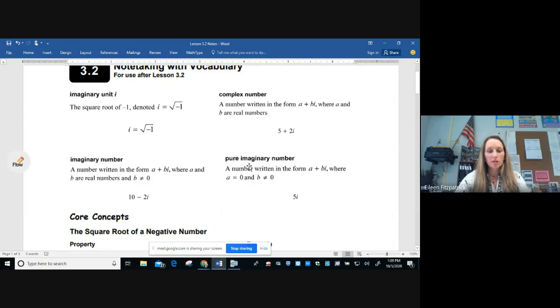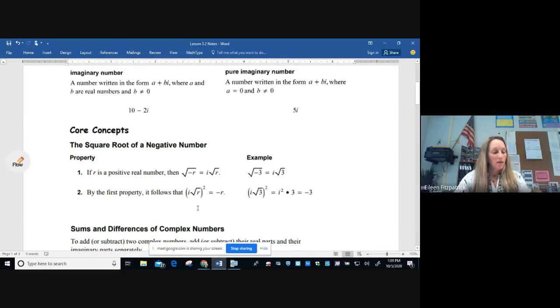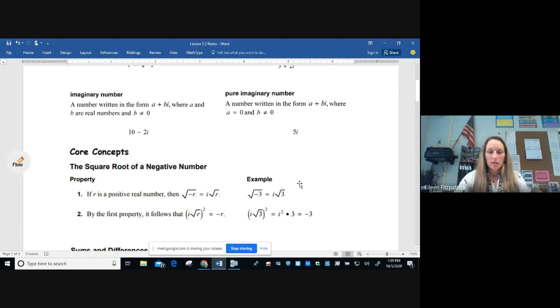And then pure imaginary numbers: a number written in the form a plus bi, where a equals 0 and b does not equal 0. That means a, the real part, is not going to be there. We will only have the imaginary part. So an example would be 5i. Before we move on, I can write it down here when we talk about the square root of numbers.